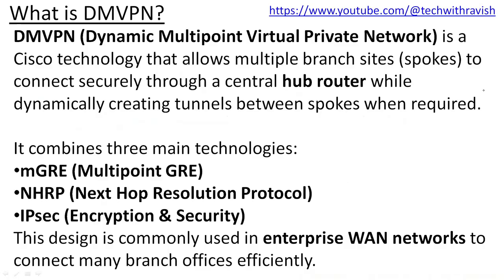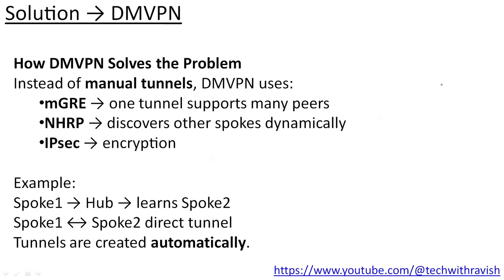Okay. So there are basically some technologies like multi-point GRE. It's not plain GRE, but multi-point GRE. Then the NHRP protocol, and IPsec we already know very well. So these are the new terms over here. In our next video, when we discuss DMVPN, we will discuss all of that. This design is commonly used in enterprise wide area networks to connect many branch offices efficiently. So DMVPN is the best solution to the above problem.